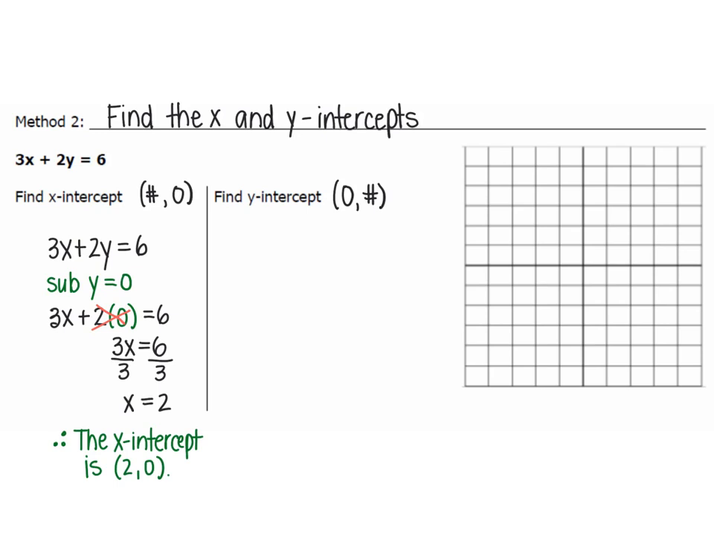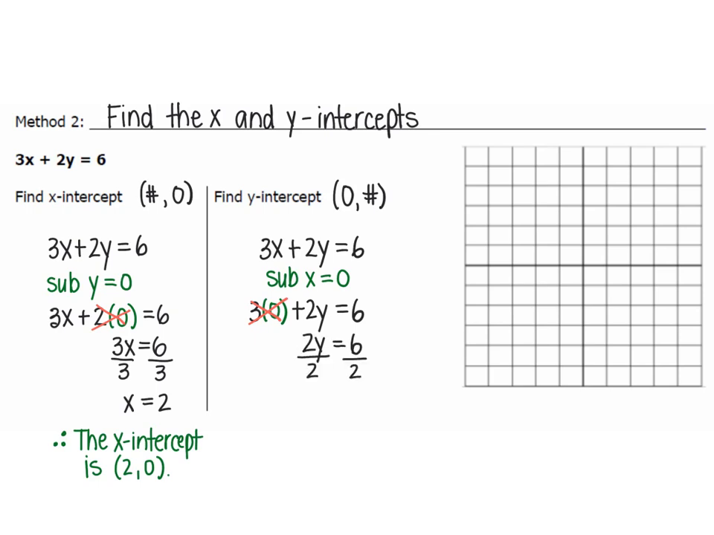To find a y-intercept, we do the opposite. We'll substitute 0 in for the x value. So we will have 3 times 0 plus 2y equals 6. The 3 times the 0 will again disappear because 3 times 0 will give us 0, and this will leave us with 2y equals 6. We'll divide both sides by 2, which will leave us with y equals 3. This is our y-intercept. Our y-intercept will be 0, 3.